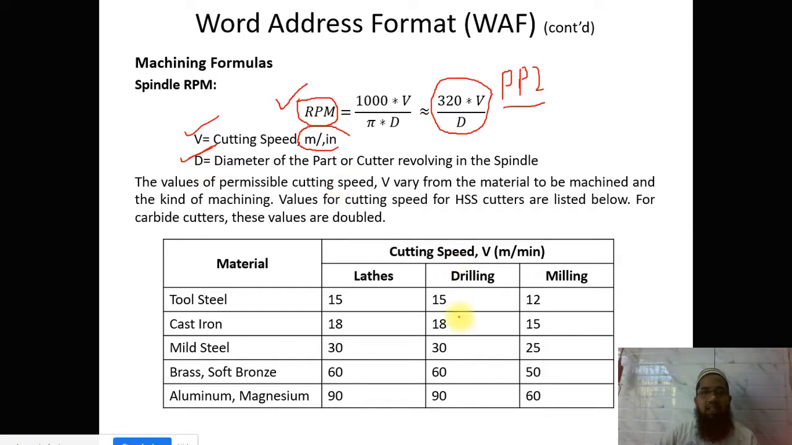Some information regarding the materials is given below, but it is not required to remember this information, because if required, it will be given in the question paper. It is not that important, but I have given it here only for your information: the cutting speed for the lathe, drill and milling. But this information is always given in the question paper, so it is not required to learn by heart or remember.